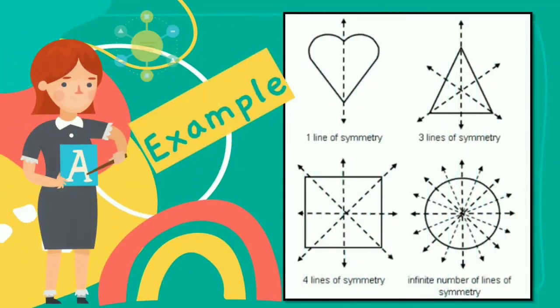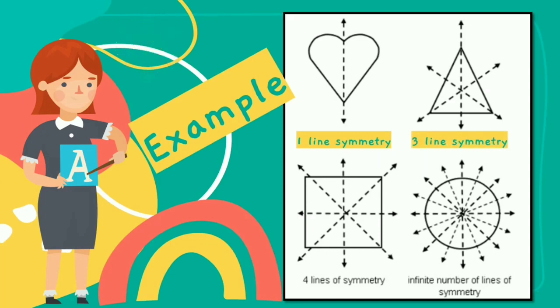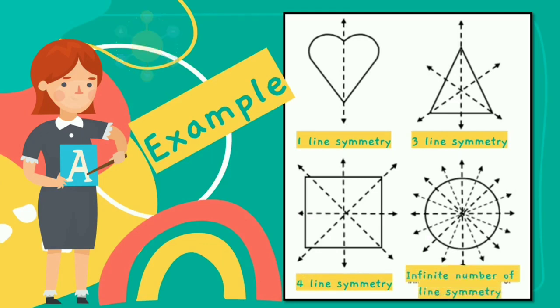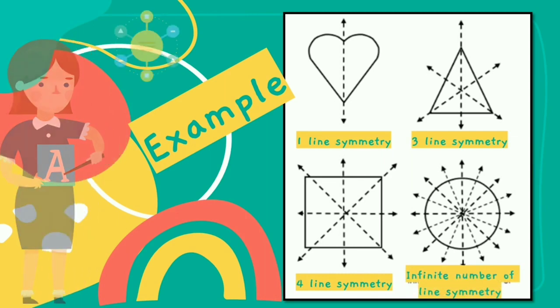How about the other examples? Look at the heart. The heart has one line of symmetry, and the isosceles triangle has 3 lines of symmetry. A square has 4 lines of symmetry, and a circle has an infinite number of lines of symmetry. You can fold anywhere to make it the same.